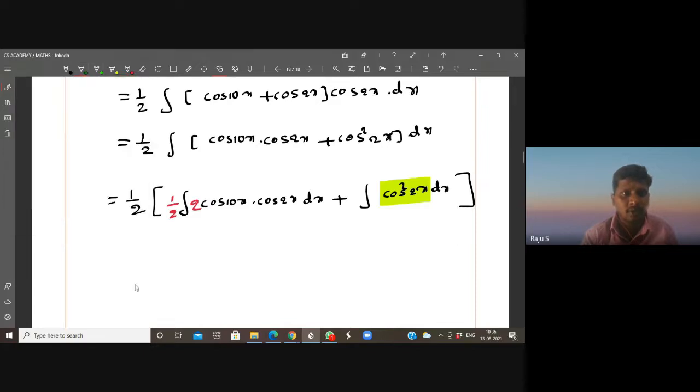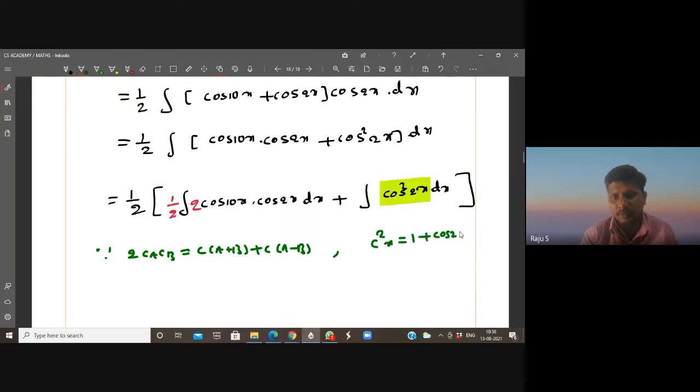Since 2 cos A cos B, we have already written cos of (A plus B) plus cos of (A minus B). Here the cos square x formula is (1 plus cos 2x) by 2. But this is cos square x, and here we are having 2x. Replace x by 2x, so when I take 2 here, it becomes 4. So it is (1 plus cos 4x) by 2.